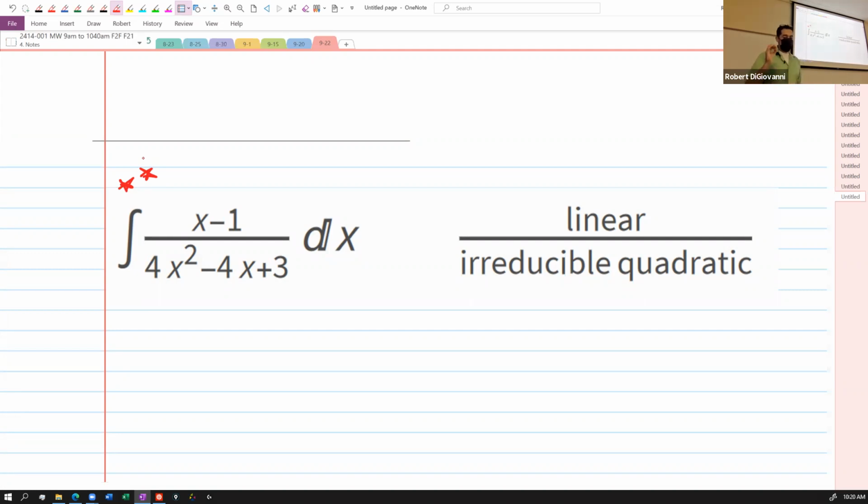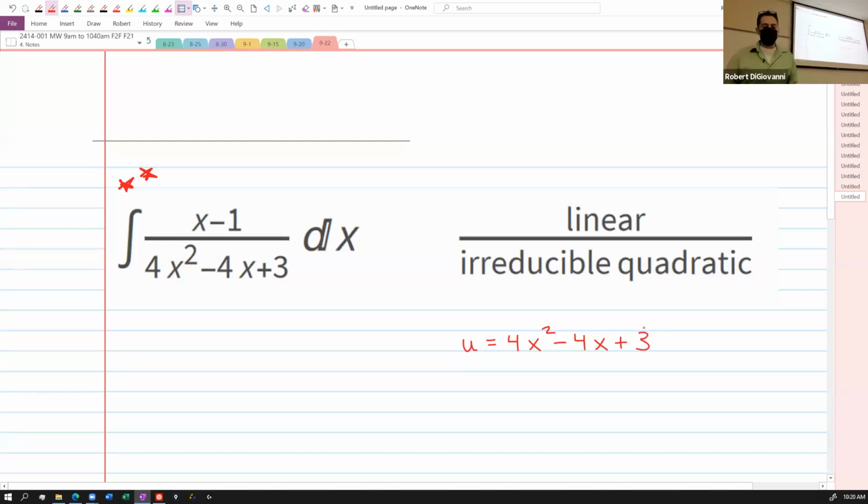This first thing, this is a linear expression on top. This is the first time we've had this, right? It's always been constant, constant, constant. If we have a linear expression on top and an irreducible quadratic on the bottom, and it's important that it's irreducible, which means we cannot factor that denominator, here's the technique that I teach. You're going to make a basic u substitution of the denominator. The whole denominator is going to be u.